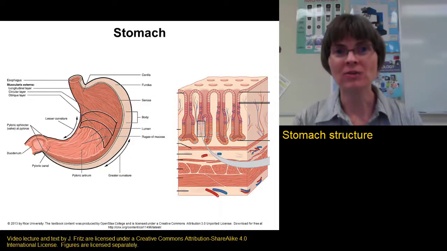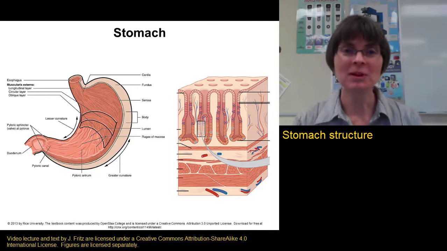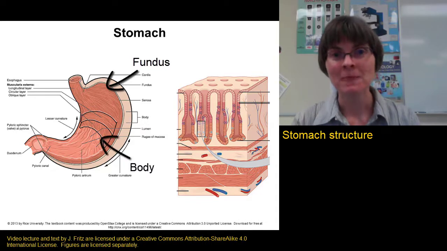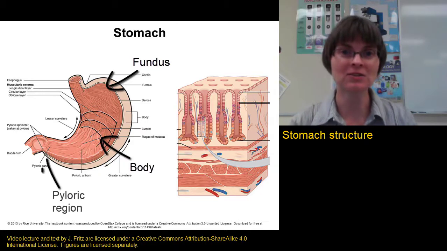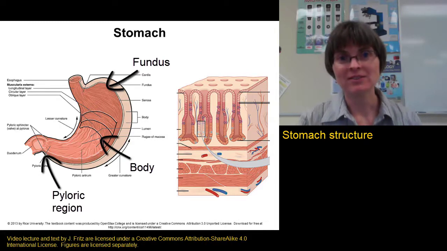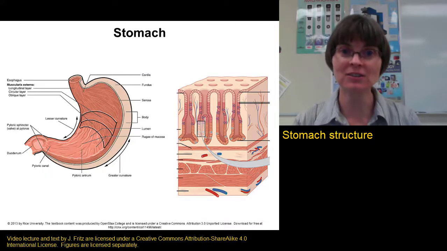Once we swallow the food, it ends up in our stomachs. If we remember a little bit about the stomach structure, we have the fundus, the top part of the stomach here. The main part is the body, and then the end of the stomach down here is called the pyloric region.